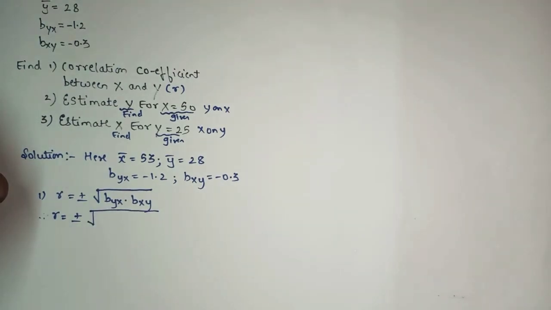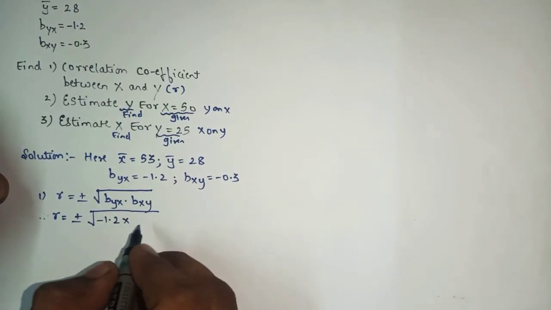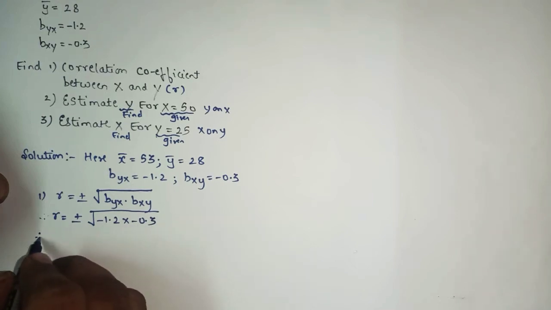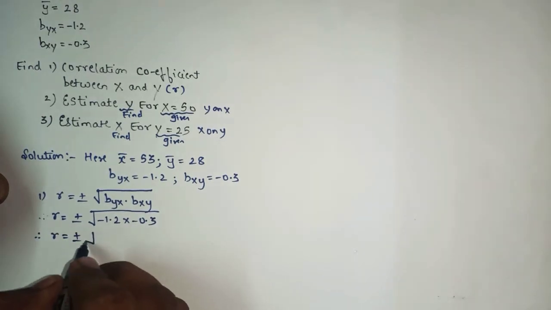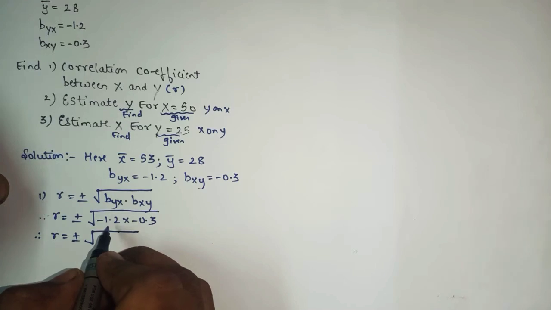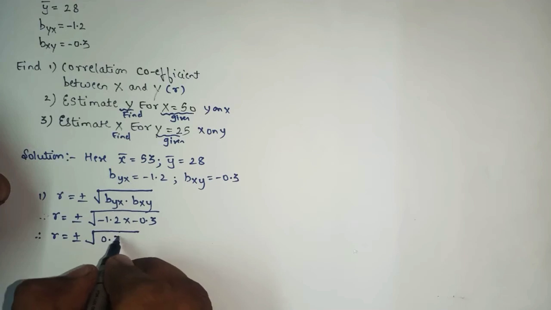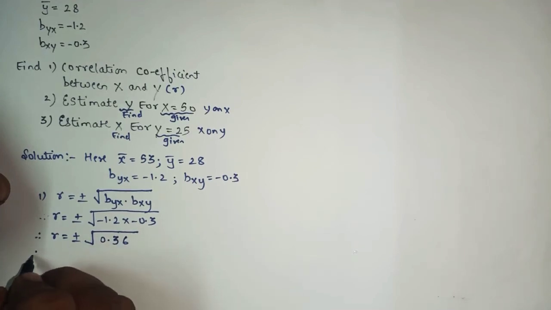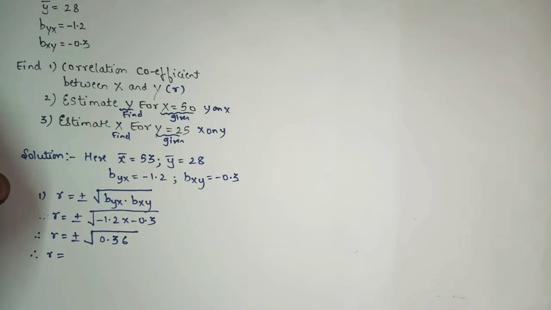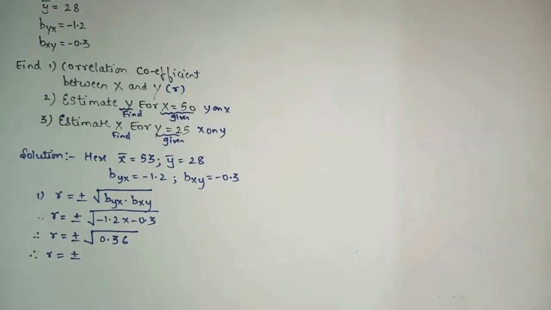First we'll substitute the value and see what the answer is. Here byx is minus 1.2, bxy is minus 0.3. So r equals plus minus square root of, we know that minus into minus is plus, so when you multiply 1.2 into 0.3, you will get 0.36 as an answer. So the next part: r equals plus minus, now here we have to find the square root of 0.36.